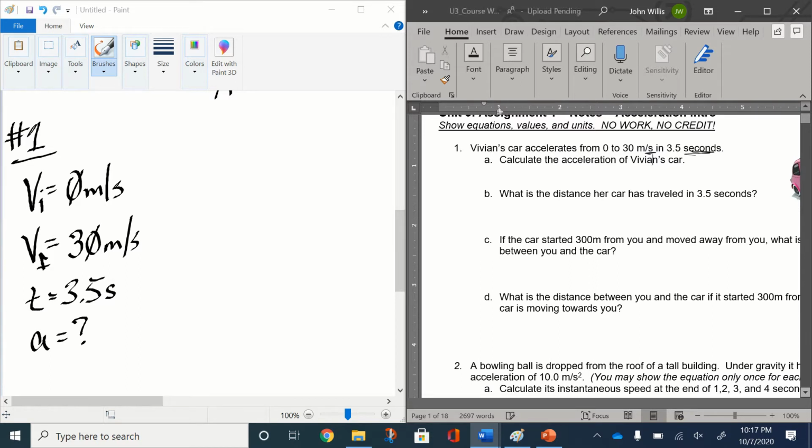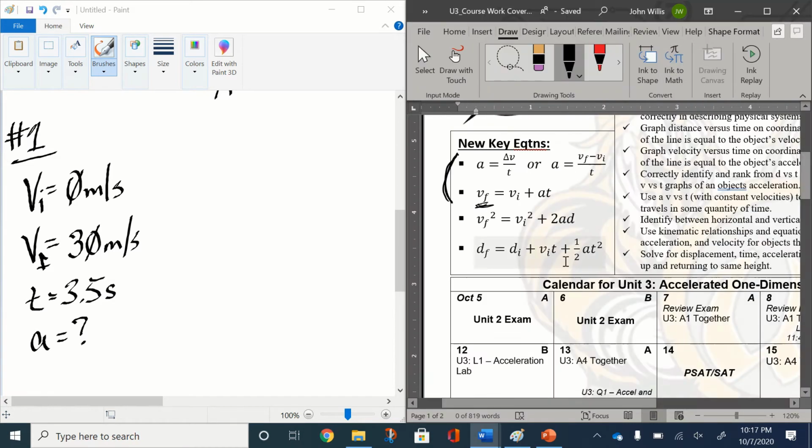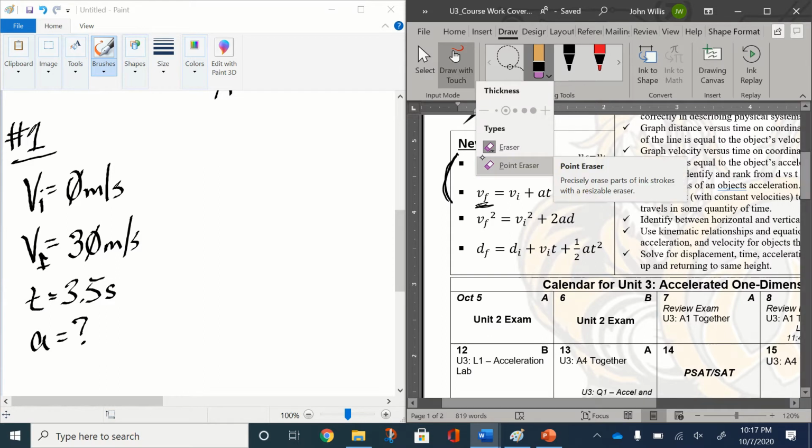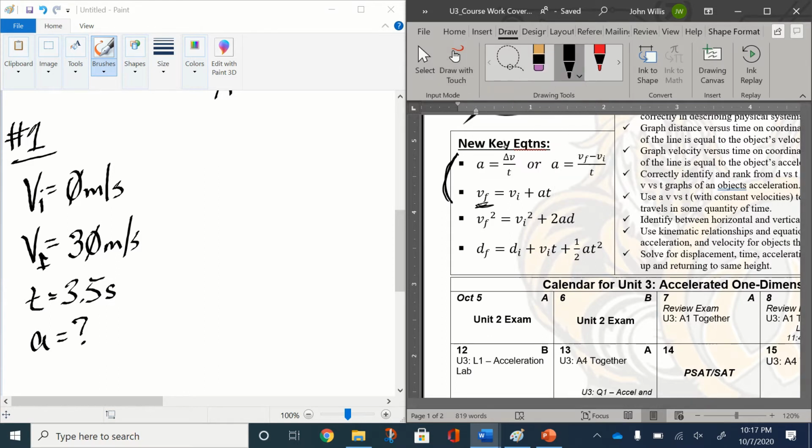Just clearly identifying exactly what your answer should have been measured in is a valuable piece of information. So let's calculate this acceleration. The first thing I'm going to look at are the equations that were provided on the front of the unit packet. The first thing I would do, honestly, is go into here and start. Let me erase that. I want the eraser. There we go.